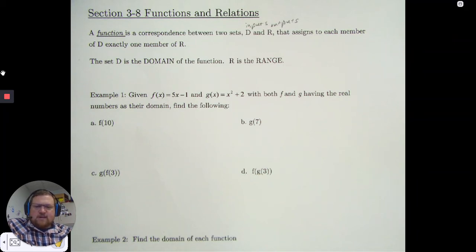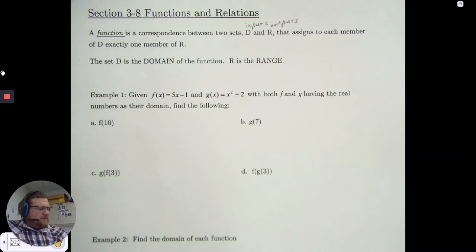In class, we talked about what this looks like visually. If you look at a graph and you're looking across the graph, there's no spots on a function where if you drew a vertical line, it would hit more than once, because each x value can only have one y value.